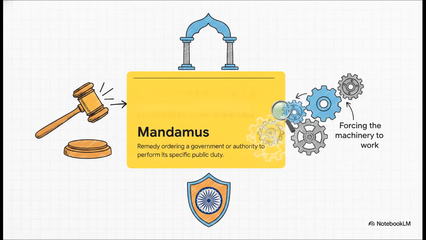Literally translating to "we command," it's a judicial remedy where the court straight up orders a government body, a corporation, or a public authority to perform a specific act that it's legally obliged to do. It is essentially the court forcing the machinery to work when it stalls out.